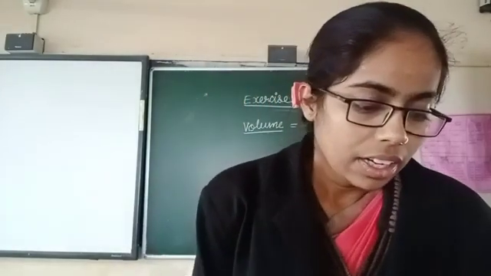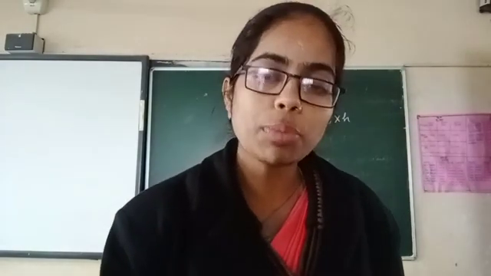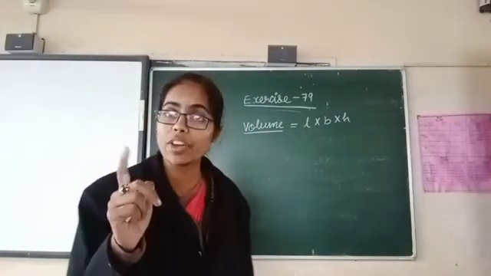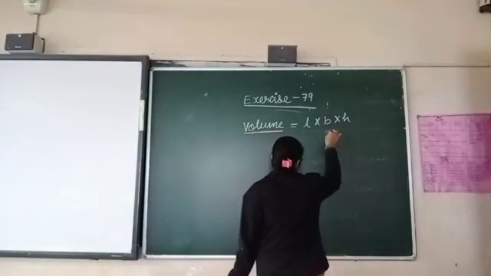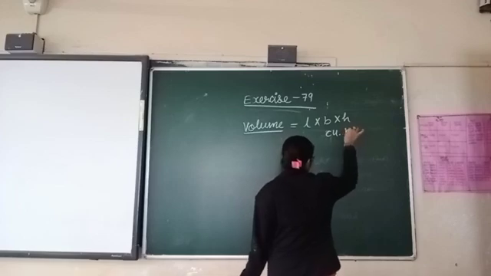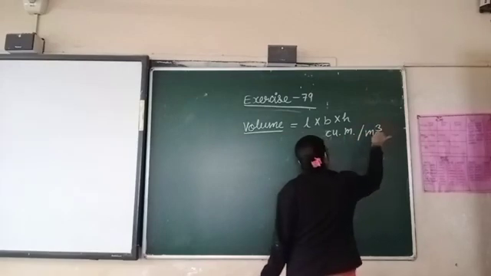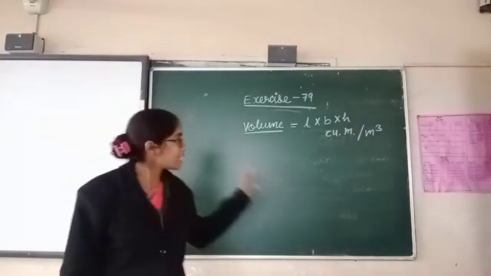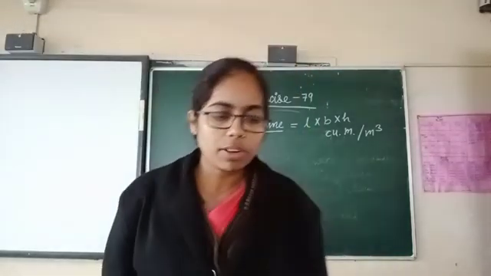And further, the volume of cuboid. What is the volume of cuboid? Same formula, length into breadth into height. But what will be the unit? Earlier we were using length into breadth, so square centimeter or square meter was coming. Now what will come? Cubic meter or cubic centimeter. We can write in another way also: meter cube or centimeter cube, meter to the power 3 or centimeter to the power 3. In this chapter, we will learn about this.